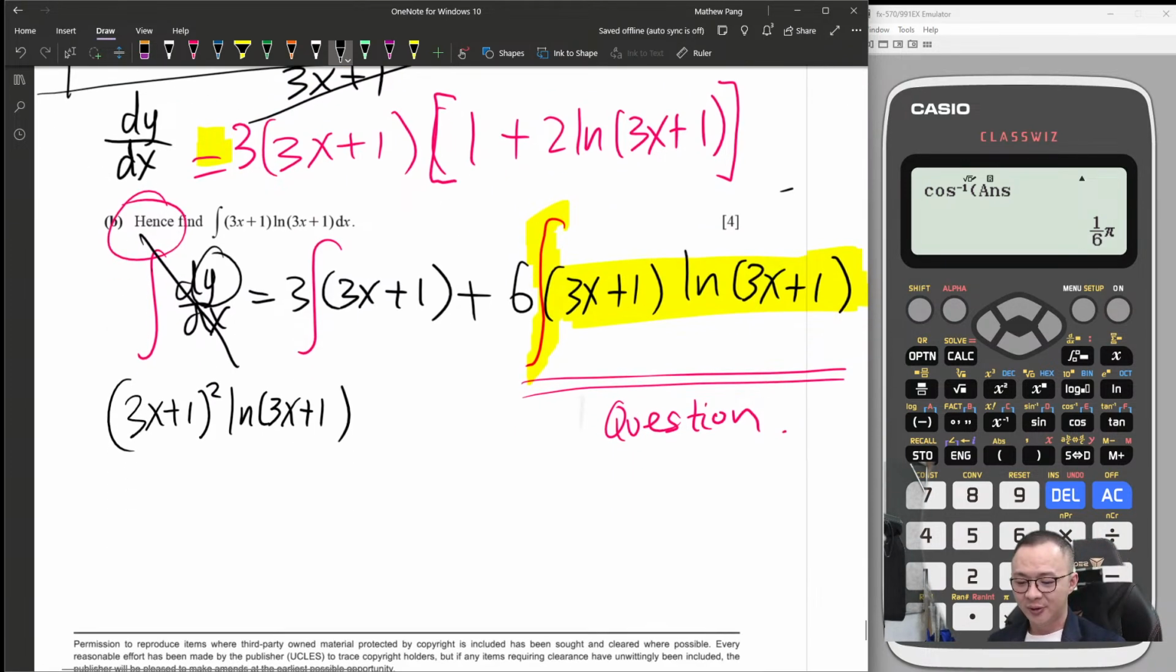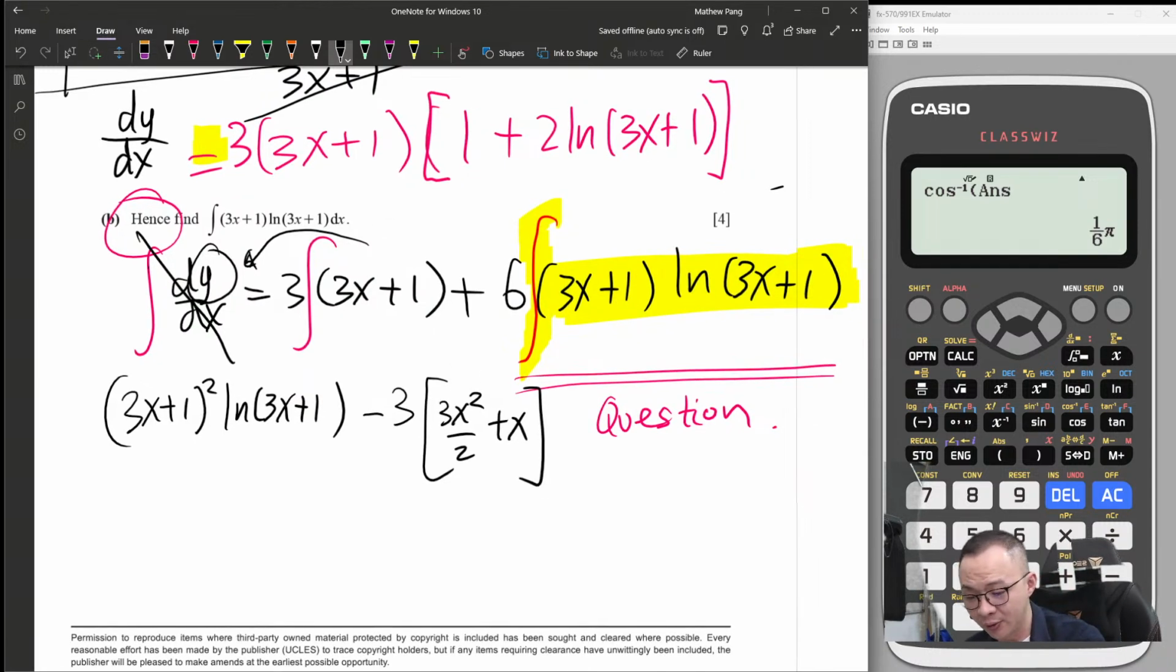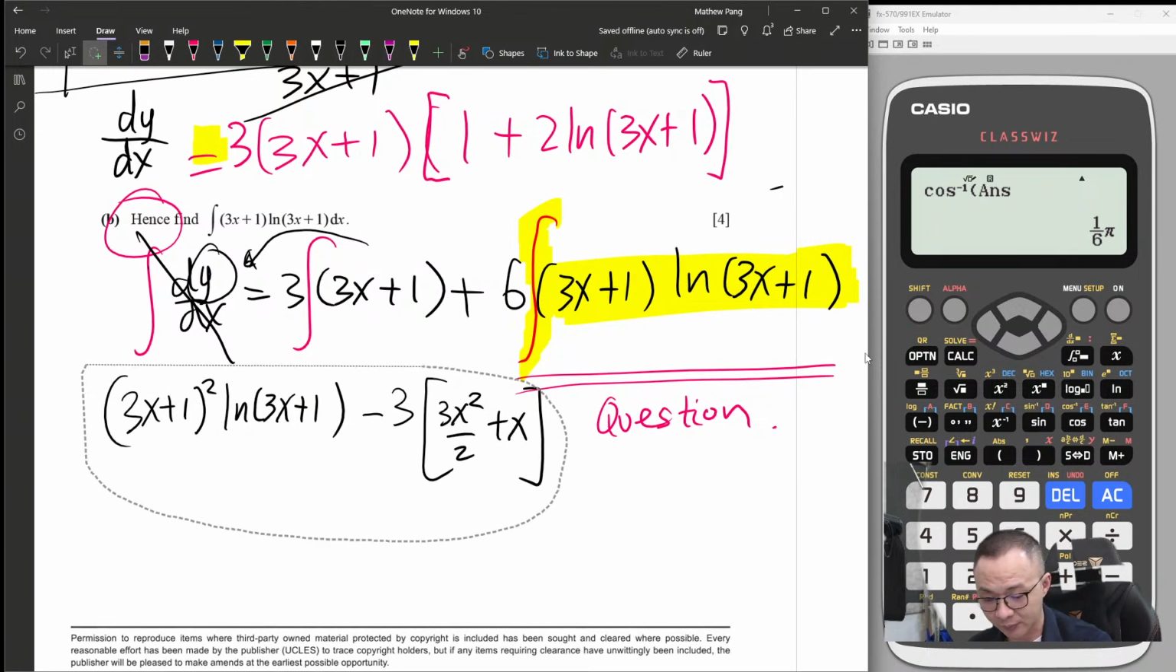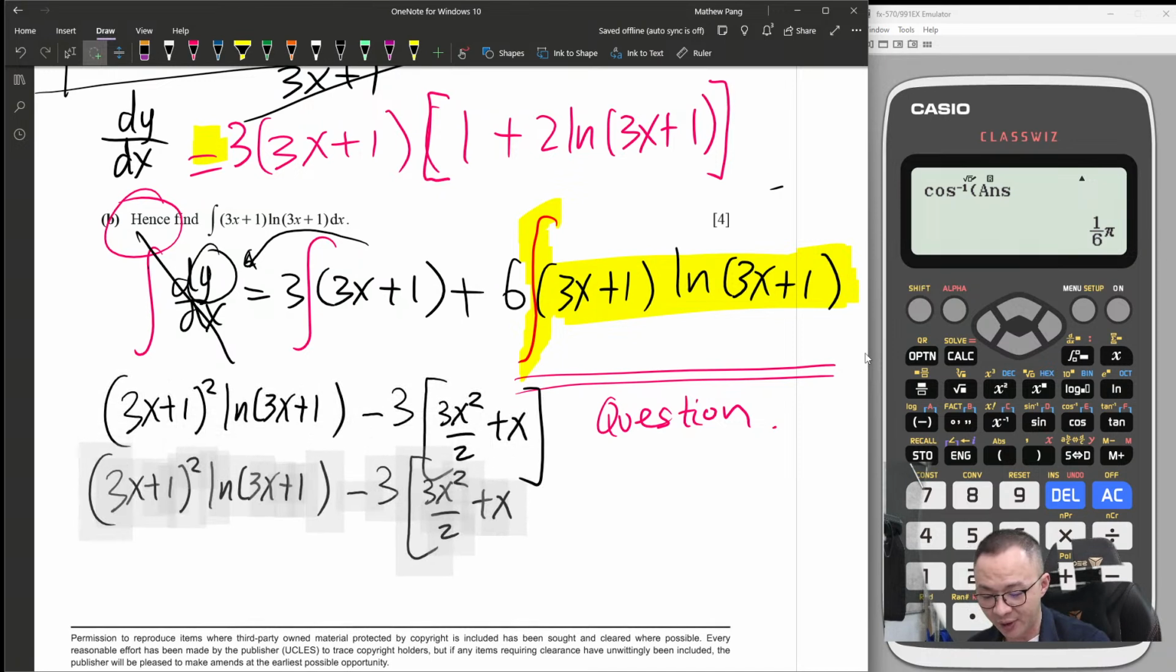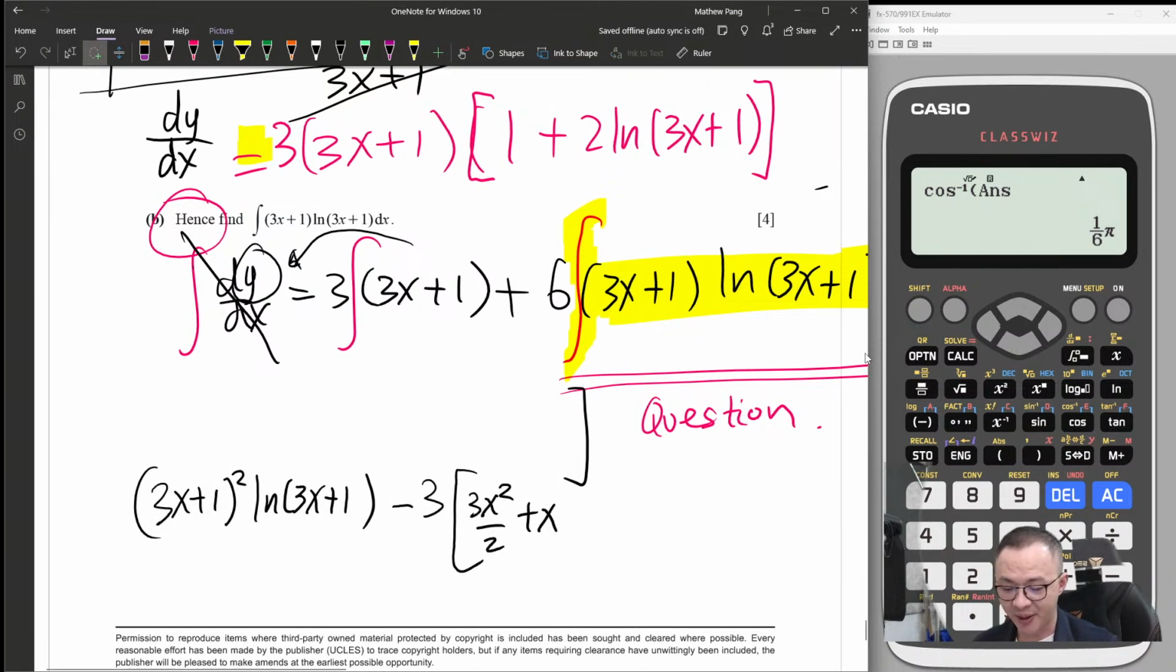Cool. Then I want to integrate this one. This one is equal, right? I move to the other side, it becomes minus 3. If I integrate 3x plus 1, I should get something like 3x squared over 2 plus x. Okay, so let me move this one down a little bit. I need more space.